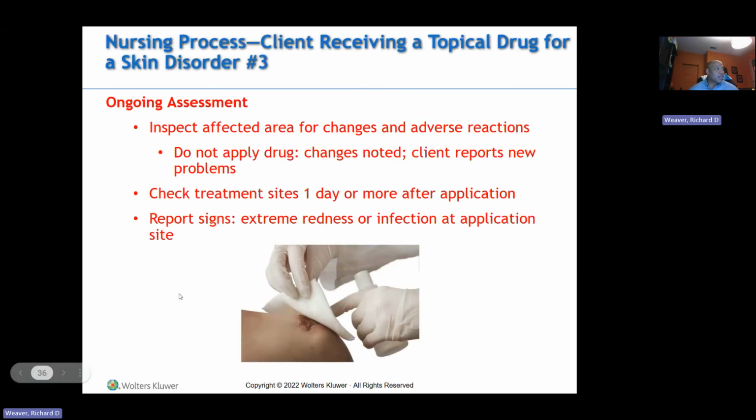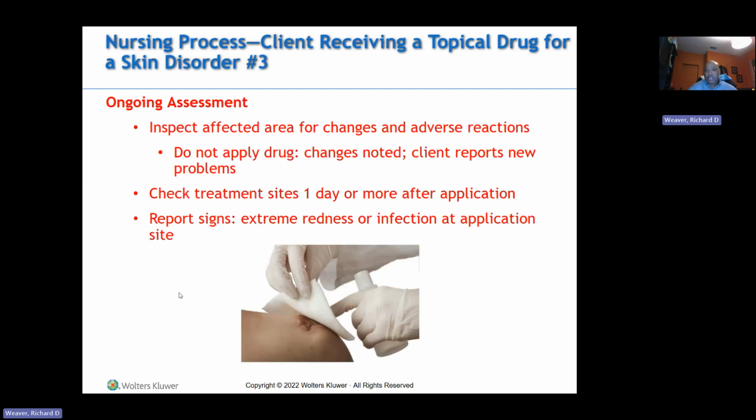All right. As far as your ongoing assessment, inspect affected areas for changes and adverse reactions, especially to the drugs. We're looking for whether or not it's gotten better or worse. We do not apply the drug if there are changes that are noted.